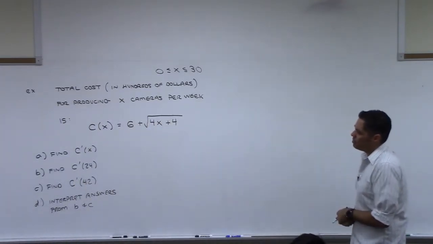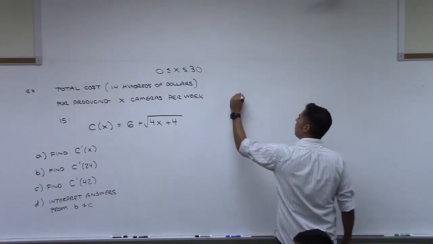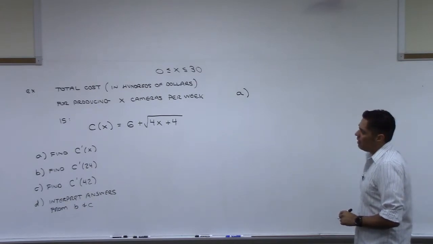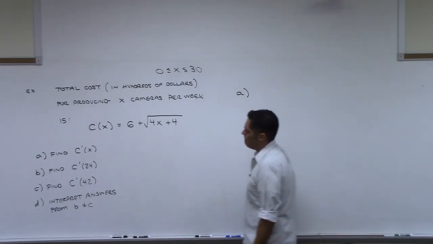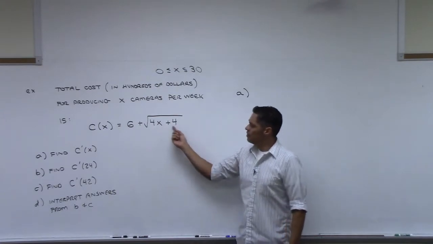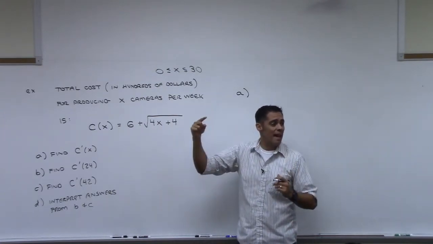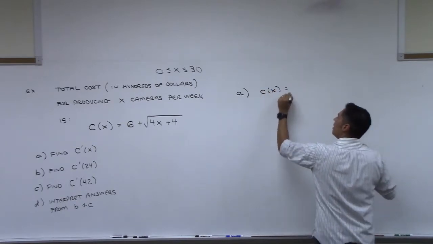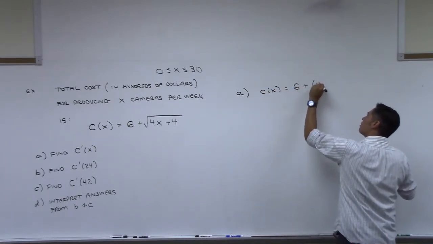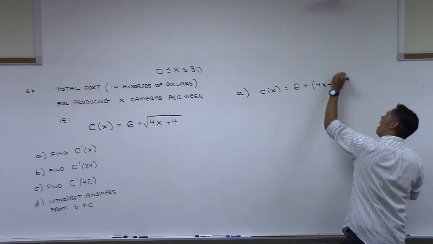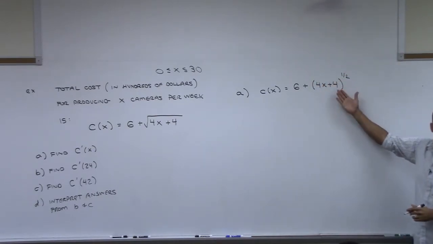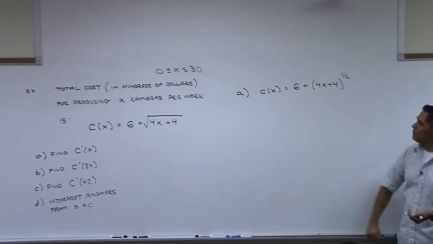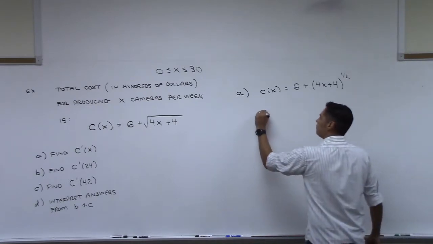Okay, so part A, what do we do to get part A? Take its derivative, right? So how are you going to take this derivative? Yeah, put this 4x plus 4 in parentheses and raise it to the half. Okay, so let me first rewrite the function. Our cost function is 6 plus 4x plus 4 raised to the 1/2. Now, I have not taken the derivative. Just rewriting it in a way that I can take the derivative. So now the derivative.